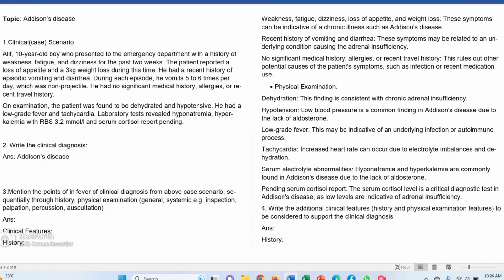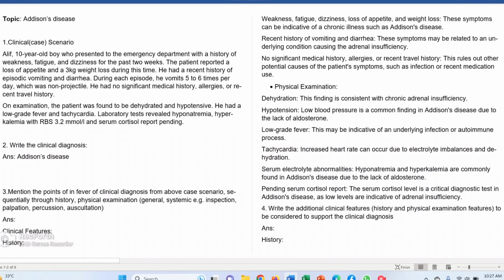Now mention the points in favor of the clinical diagnosis from the above case scenario. The patient has weakness, fatigue, dizziness, loss of appetite and weight loss. Those symptoms can indicate a chronic illness such as Addison disease. Recent history of vomiting and diarrhea. Those symptoms may be related to an underlying condition causing adrenal insufficiency. No significant medical history, allergies or travel history. These rule out other potential causes of the patient's symptoms such as infection or recent medication use.